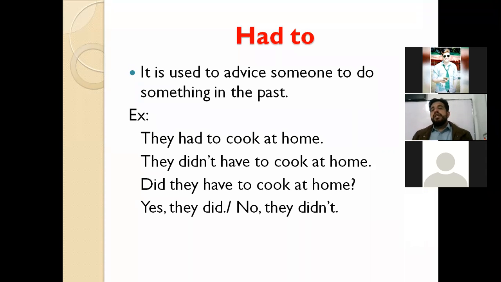Like suppose he had to attend the class last week. He didn't have to miss the class last week. So whenever you are going to give advice to somebody for the past, for the past advice we are using had to. As I told you, if you are changing have to and has to to the past, then to change it to negative and interrogative, you will change them by the help of another helping verb. Like they had to cook at home, so you are going to change it to the negative form by the help of didn't: they didn't have to cook at home.